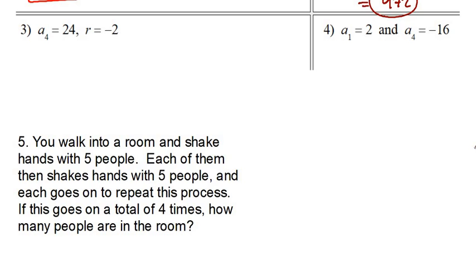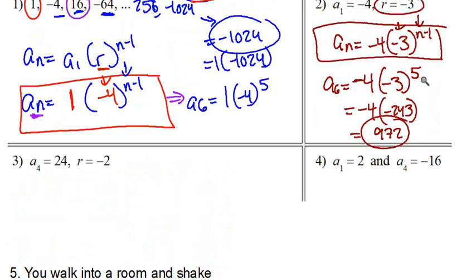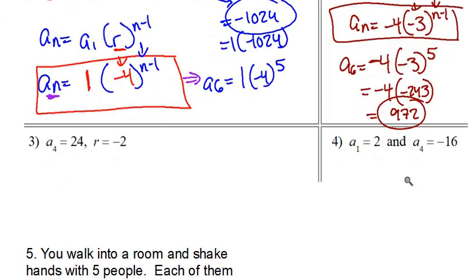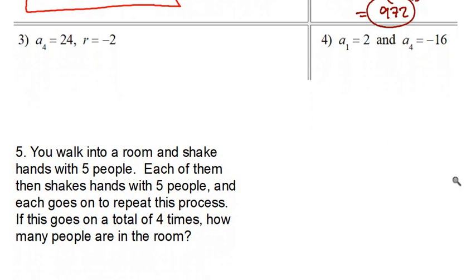Alright, so in this video we'll continue to talk about how to get the three things that we were trying to do in those previous sequences, which were finding the common ratio, then the explicit formula, and then the sixth term. So for this one, obviously for number 3, they give us the common ratio. They tell us that that's equal to -2.